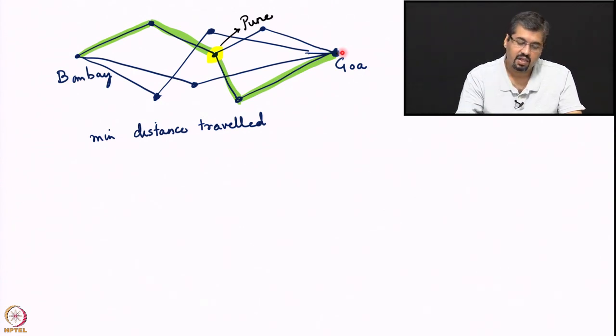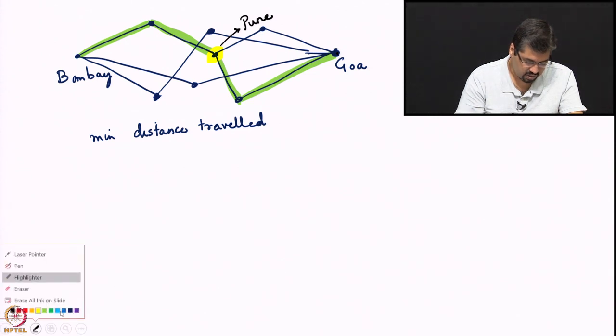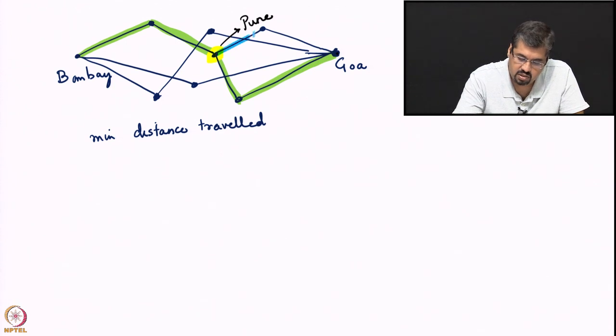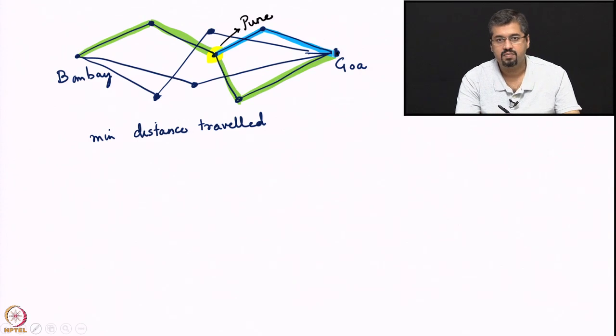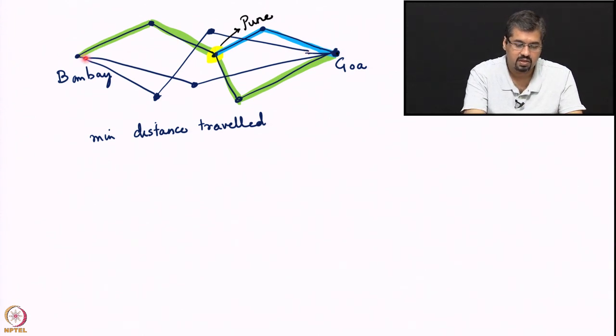And why is that the case? Well, that is the case simply because of some very obvious observation. If there was another path which was shorter, let us say for example this blue path here was shorter, then what I could do is, upon reaching Pune, instead of going along the green path from Pune to Goa, I could have switched to the blue path, because after all that is shorter. Then I would have got this combined green plus blue path, which is shorter than my original green path.